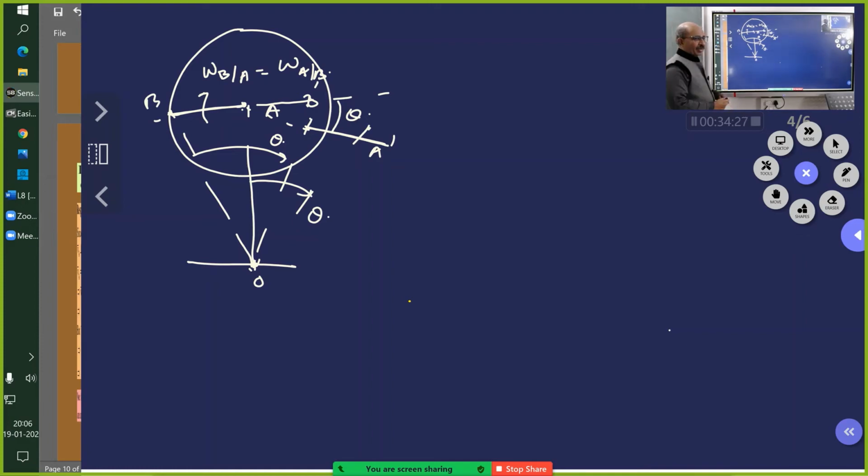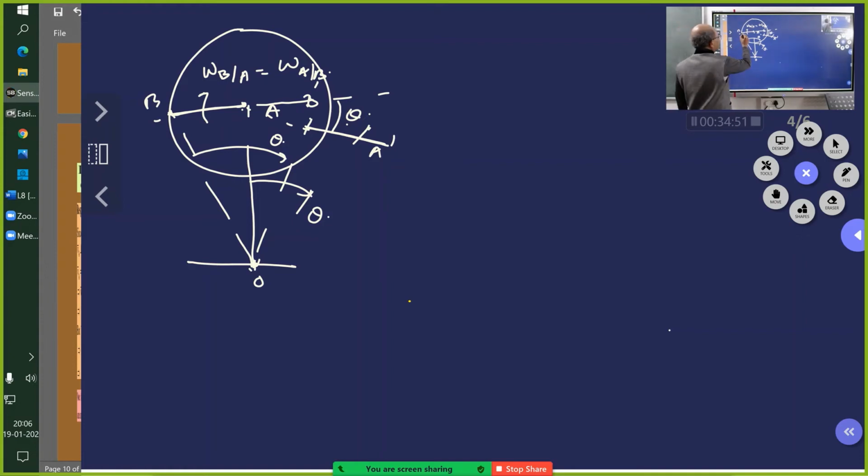So this was AB. Now it is pure rotation, it has become this one. So is this also theta? Did you understand what I have drawn here? If you have not understood, you ask.